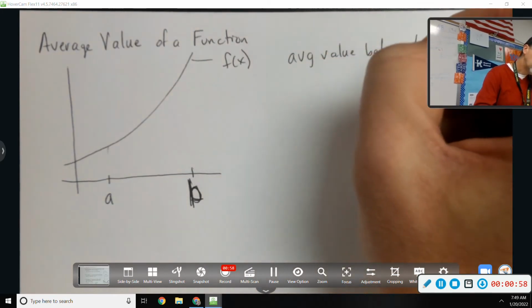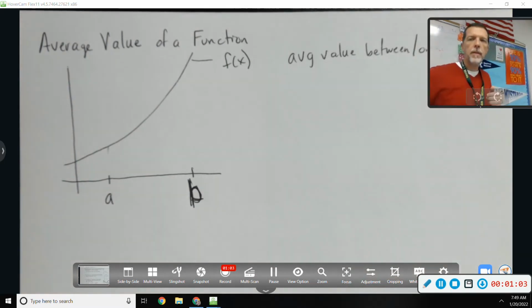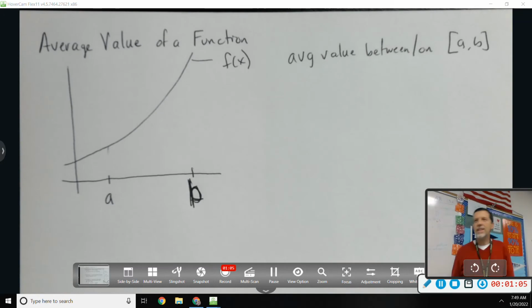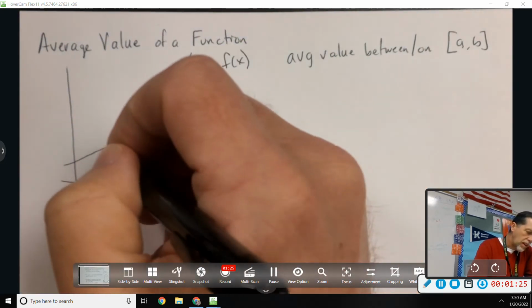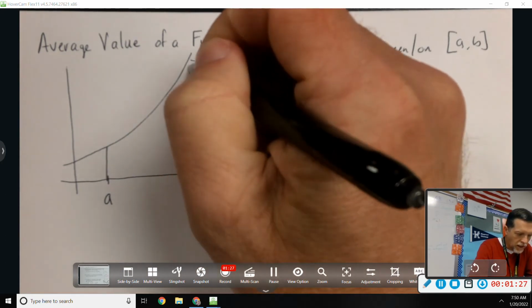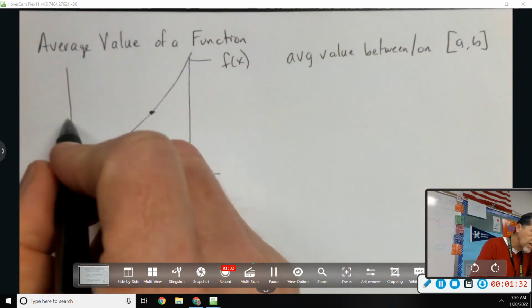On a to b, like the average height of that function. I don't know if you're going to like this initially, but maybe right there. Let's call that the average height.